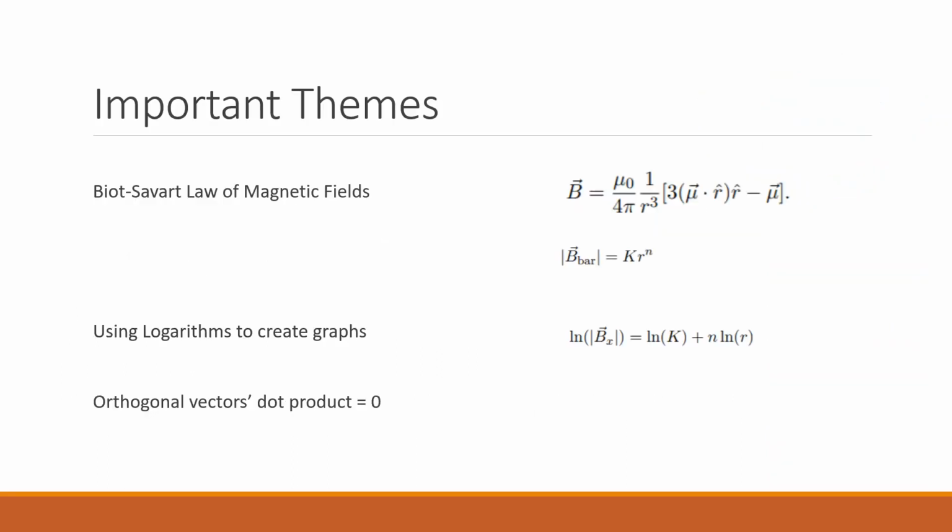So some important themes for this lab. We're going to be using the Biot-Savart law for magnetic fields, and that's shown on the right side. We can later simplify this to have an on-axis or an off-axis perpendicular equation. Then we have that B equation, B equals k times r to the power of n, where k is a constant and n is our distance dependence factor. We'd also use logarithms to create graphs, which on the right side you can see how we graphed our data. And then an important theme is that the dot product of orthogonal vectors equals 0.